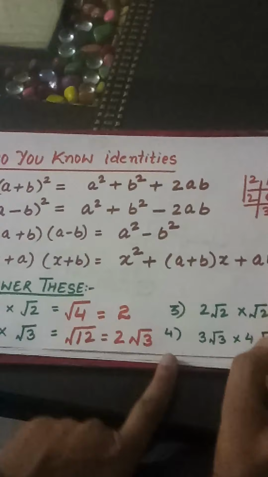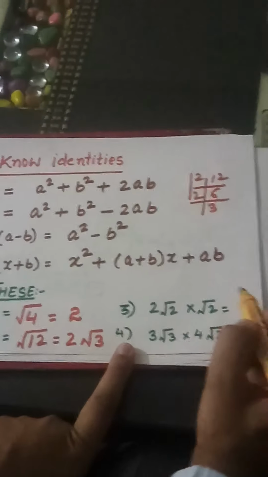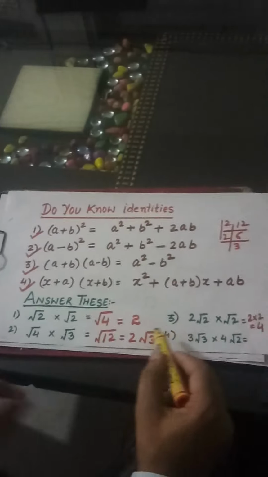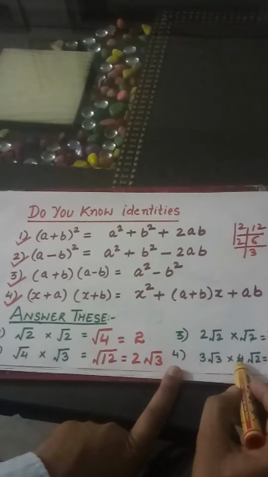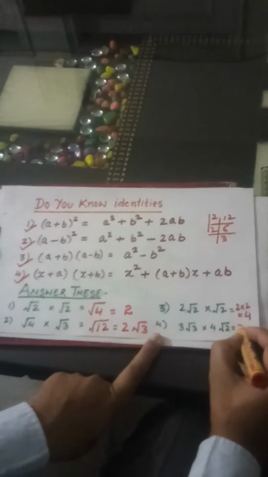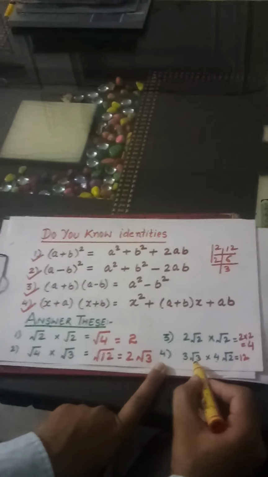Next, 2 root 2 into root 2. What is that equal to? 2 into root 2 into root 2, we have done here, it refers to 2 only. So its answer is 4. So this is the third answer we have. Now the fourth part: 3 root 2 into 4 root 3, multiply the numbers which are outside. 3 fours are 12. So we have 12 here, and root 2 into root 3 is root 6. So we can write that 12 root 6.